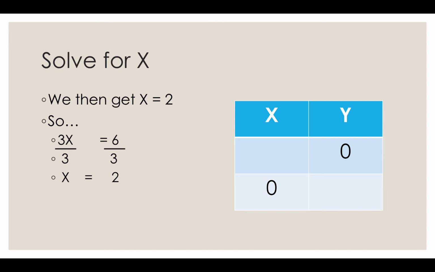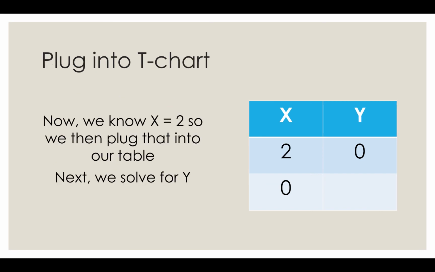We have now successfully solved for x, which equals 2. That means that when y equals 0, x equals 2. So let's plug that into our t-chart. Where the y column has a 0, the x column in that row should have a 2.